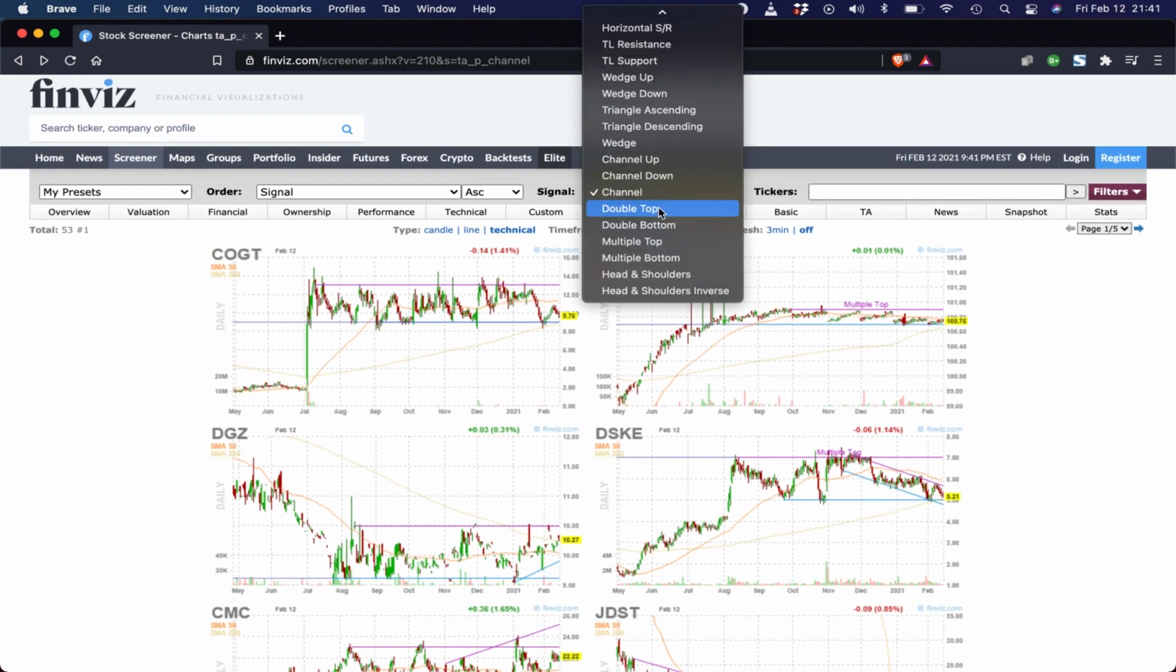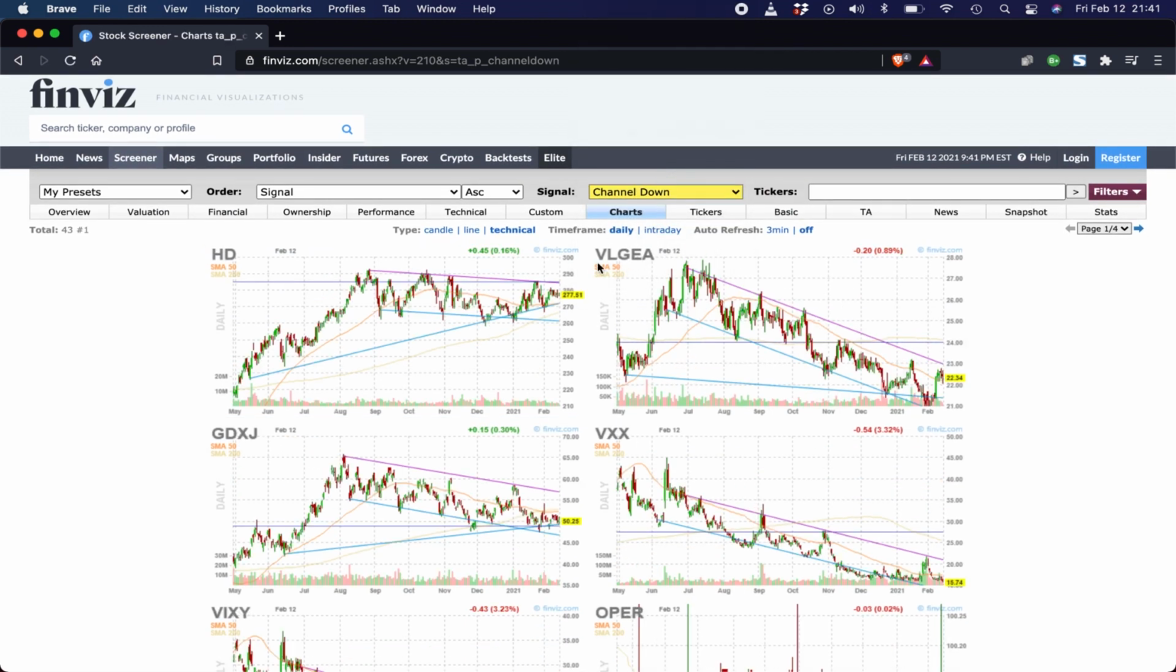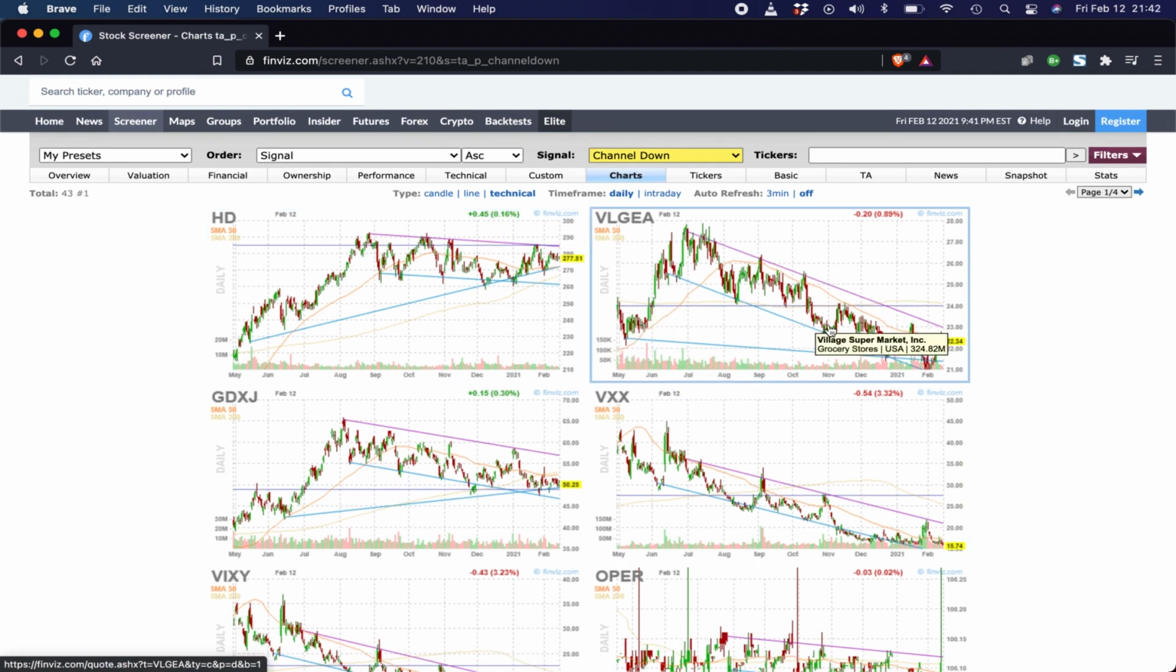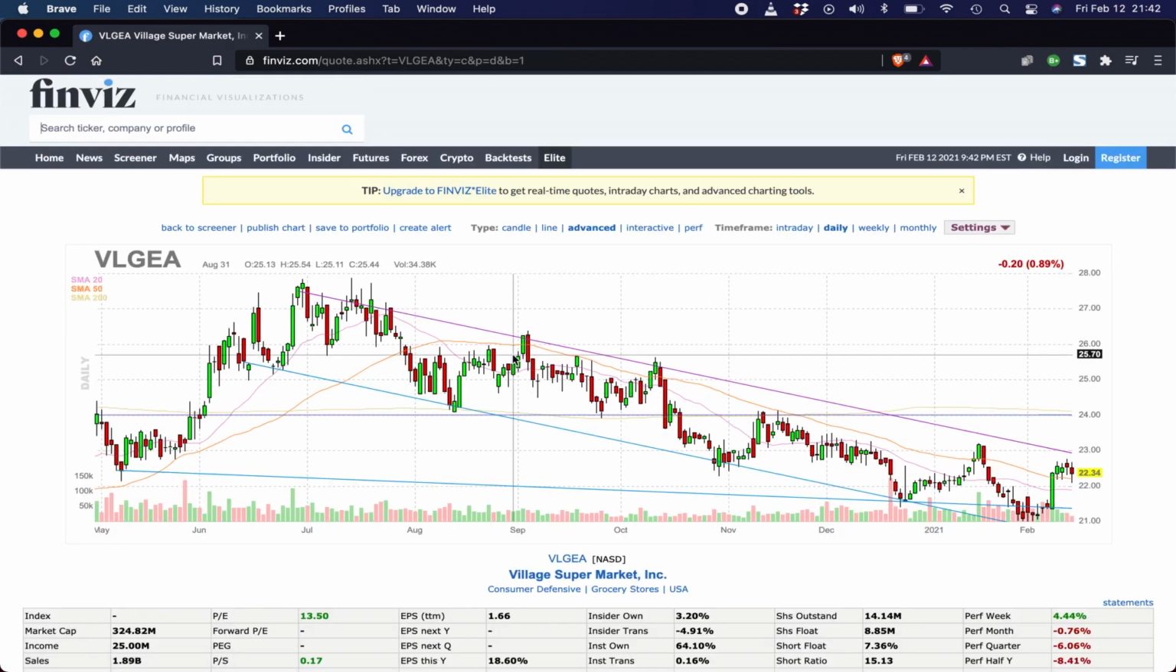Let's see channel down. So channel down is interesting because it pulls all the stocks that are on a downward trend. Here you can see all the lower highs are connected and then the lower lows are connected to get the trend line resistance and the trend line support. So in this case, again, you have to see where the stock is trading at. Because the channel is downward, I would look at going short once the stock hits the trend line resistance.